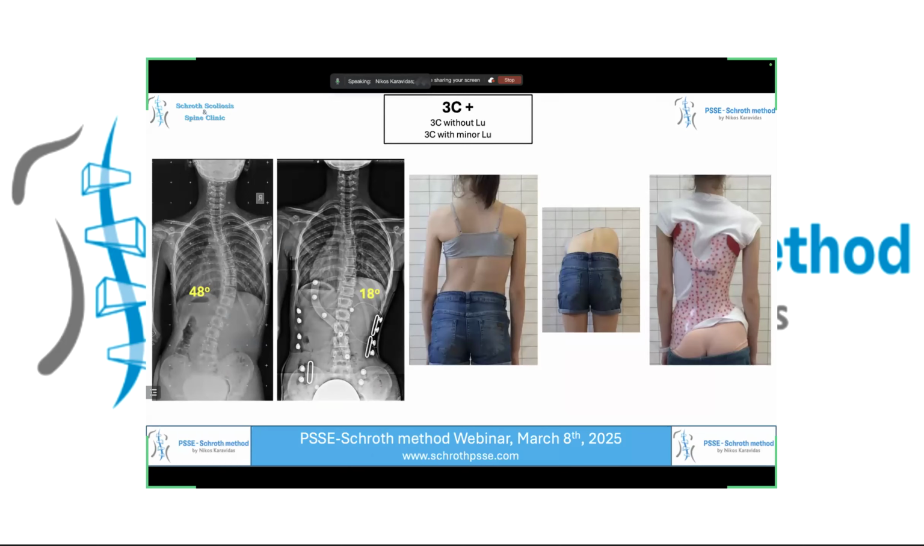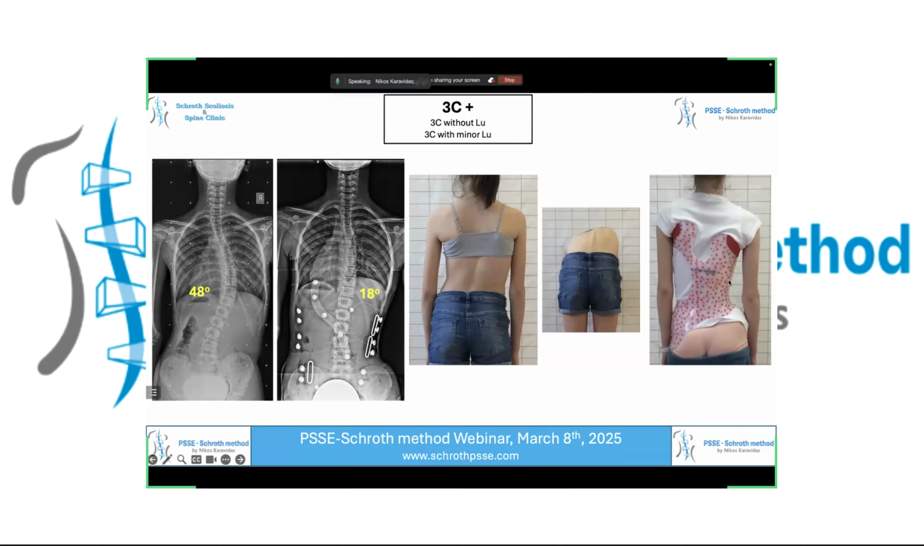Now, I will briefly present you some of the brace designs that we had for some of our patients. The classification was described by Sarah before. So we have the 3C plus type, and you see the correction of this patient on the X-ray.